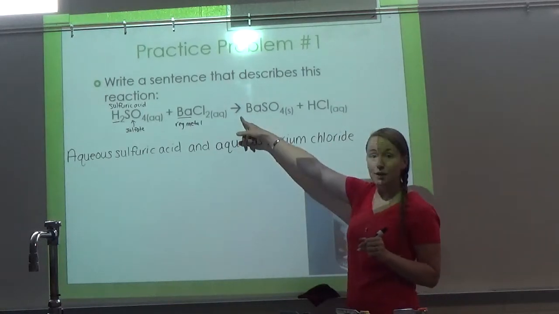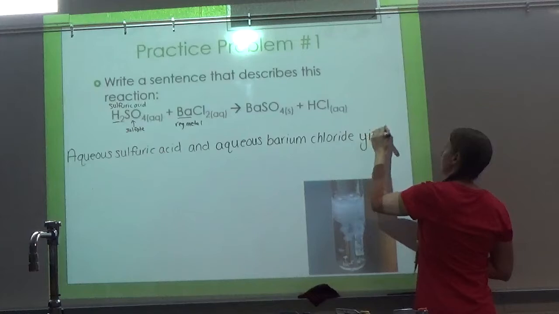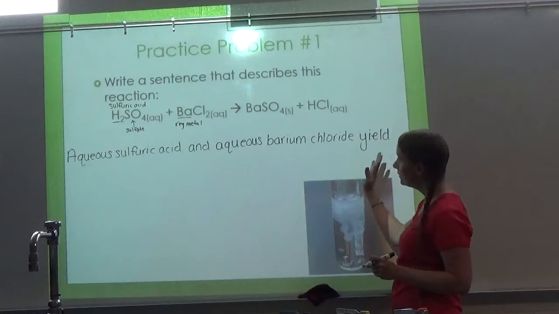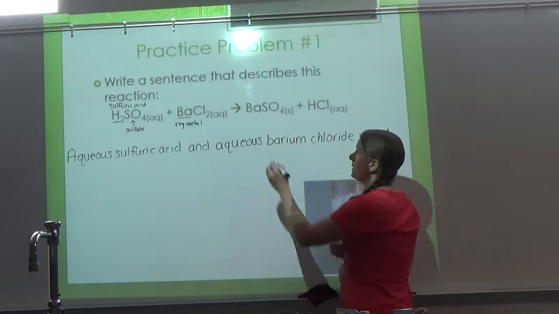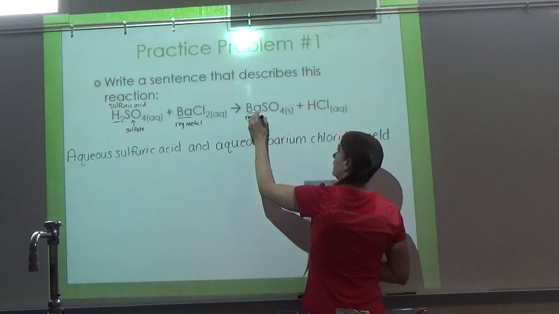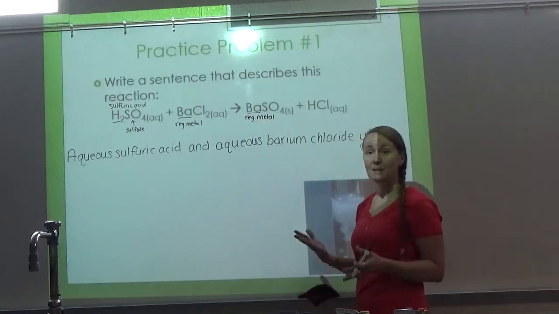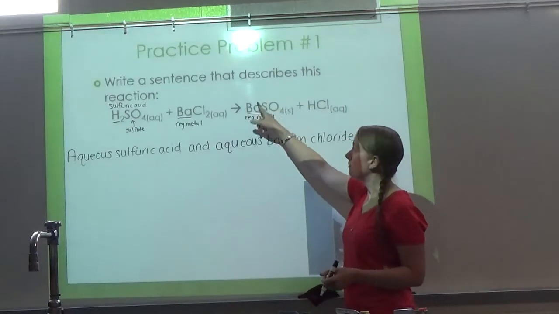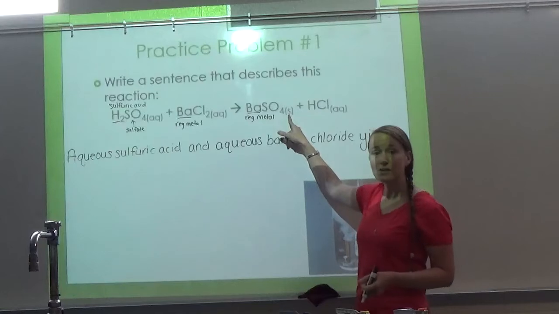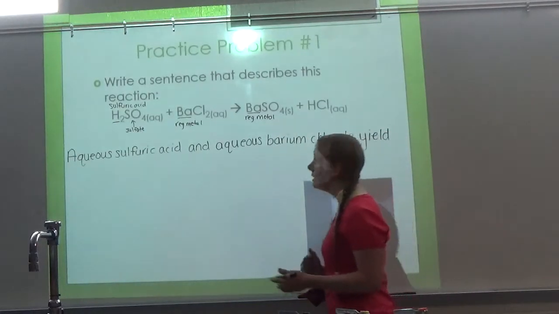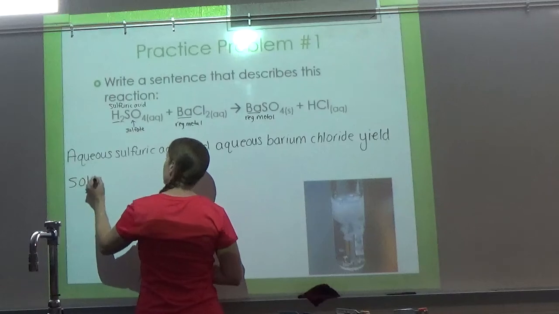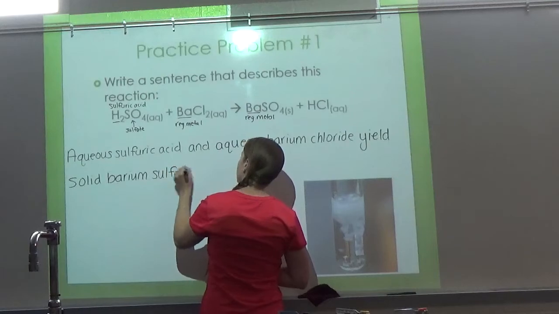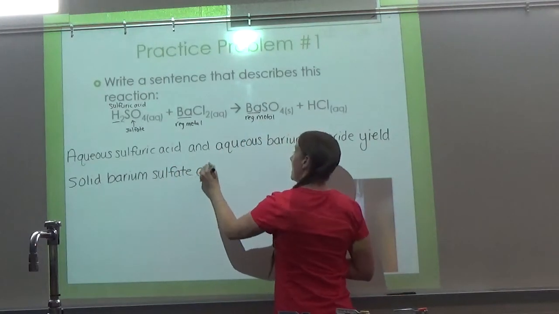All right, so I'm at my arrow. I'm going to say yields this time. So aqueous sulfuric acid and aqueous barium chloride yield. So now onto my products. So again, Ba is just a regular metal. So I'm just going to name it. So barium, SO4 is on your polyatomic ion sheet, is sulfate. So barium sulfate. What type of barium sulfate? Solid barium sulfate. So they yield solid barium sulfate. My plus, so I'm going to say "and."